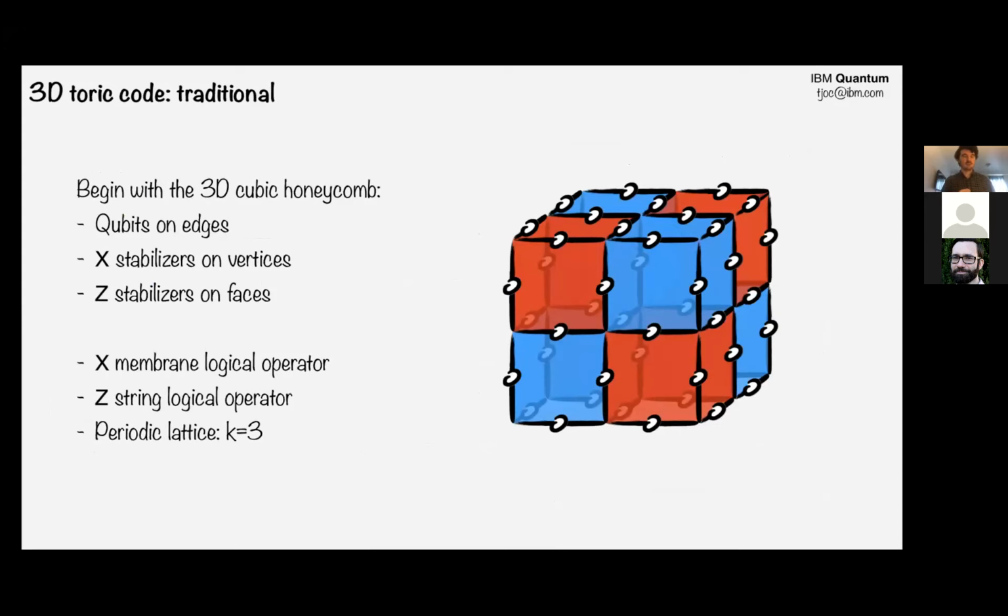But all right, so maybe let's get into the interesting stuff. So let's look at the 3D toric code. So we have the 3D cubic honeycomb, or the 3D cubic lattice.